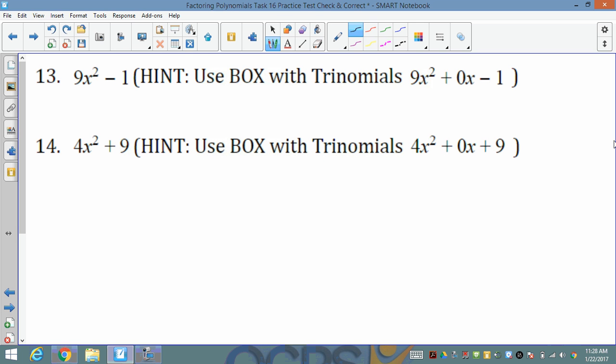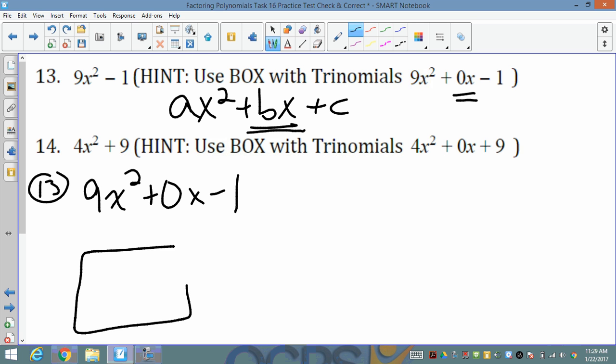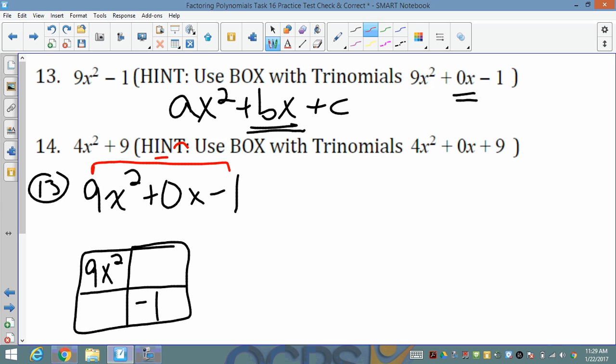So notice in number 13 and 14, I have a binomial, two terms. Since I am missing that middle term of the ax squared plus bx plus c, I'm missing the x, I'm going to plug a 0 in there. So I'm going to do 9x squared plus 0x minus 1. That way I can draw the box, put in the first and the last, and then do my a times c. So if I do a times c, I get -9.